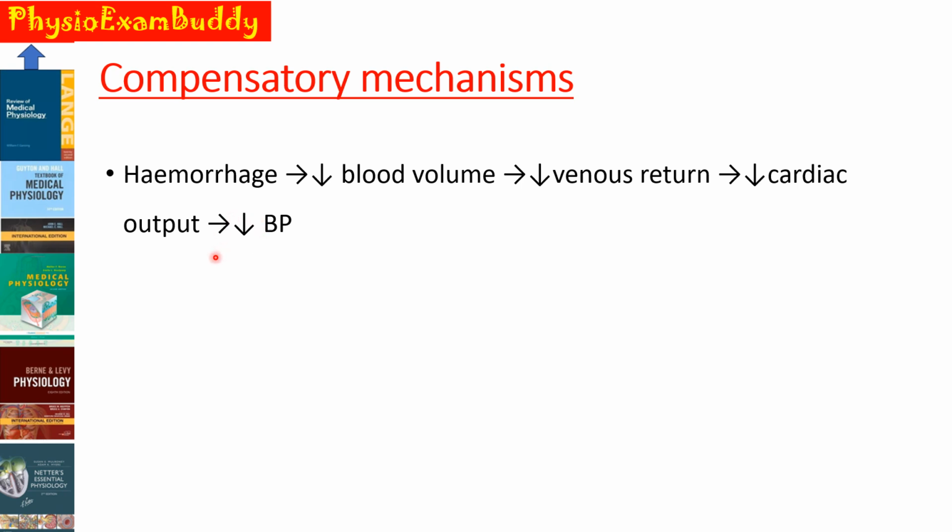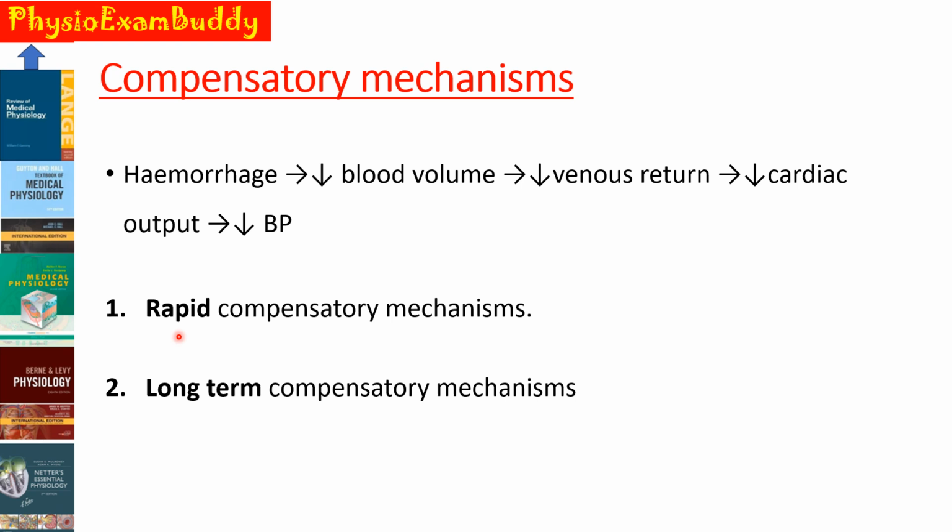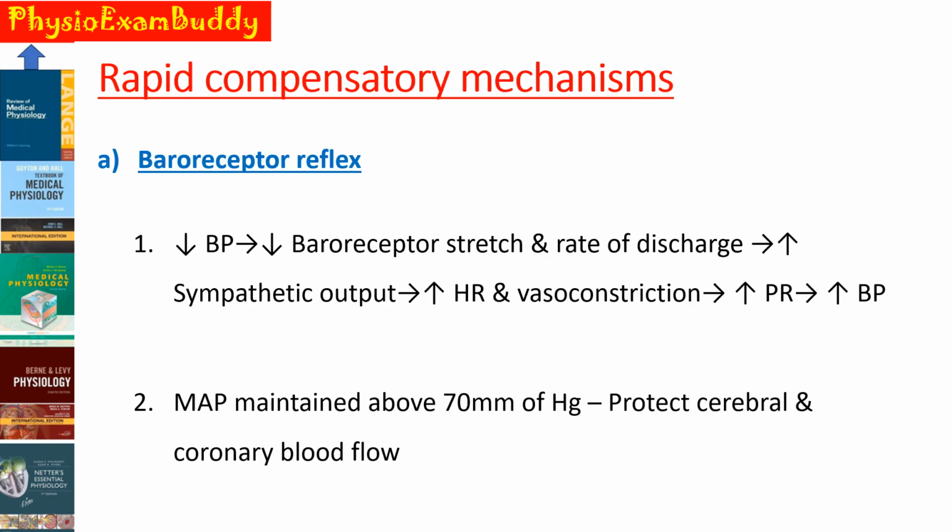These mechanisms can be grouped into two, that is rapid compensatory mechanisms as well as long-term compensatory mechanisms. First, we will see what are the rapid compensatory mechanisms which help to bring our BP back towards normal in hypovolemic or hemorrhagic shock. First one is the activation of the baroreceptor reflex.